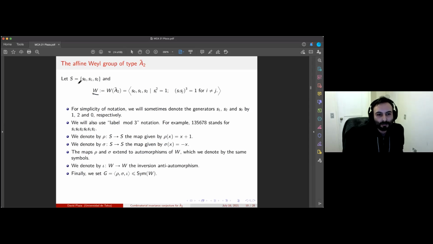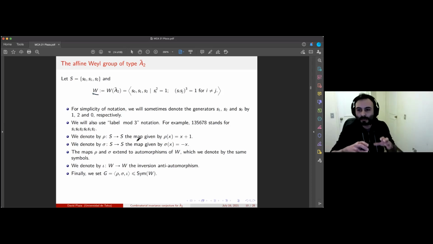and this is the group generated by 3 generators, S0, S1, and S2, and it has this Coxeter presentation. And for simplicity, it is useful to denote the generators just by numbers 1, 2, and 0, and also it is useful to use a label mod 3 notation. Okay, and Libedinsky and Patimo's formulas are divided into 4 cases, and so we need to split or partition W into 4 subsets.